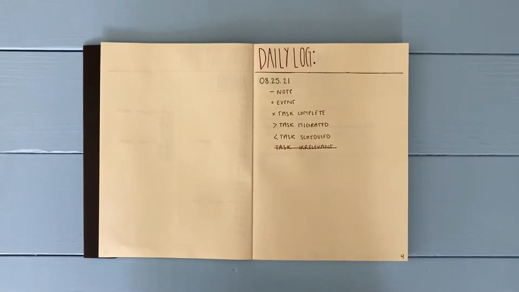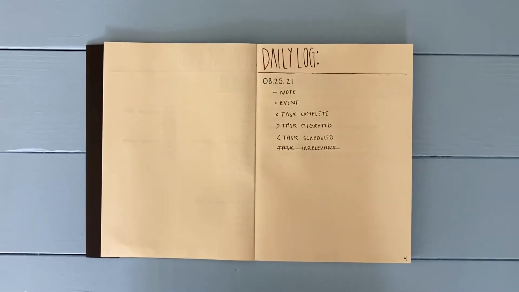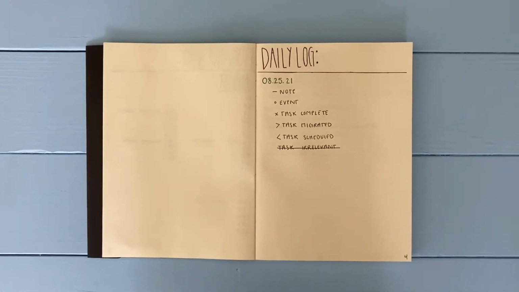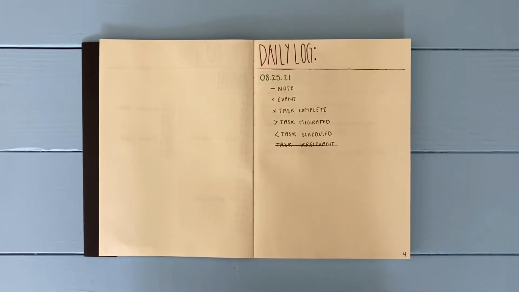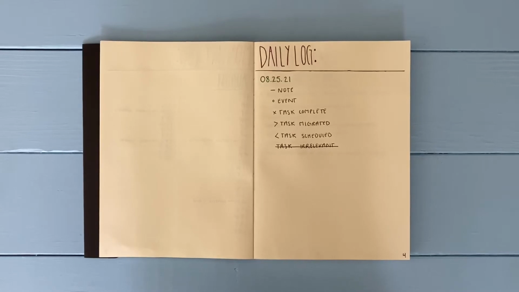Next is the daily log. This is the meat of your bullet journal. It's similar to a planner, but it catches all your thoughts and tasks throughout the day. You can also use this feature to log how you felt about events, like time spent with friends.